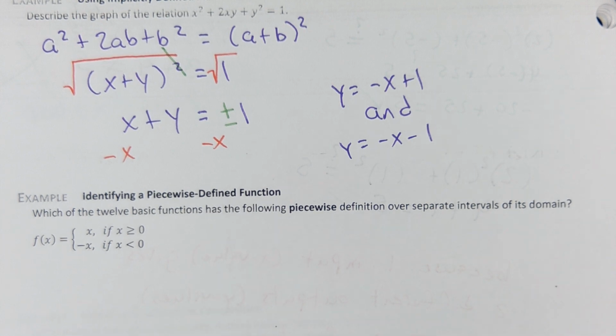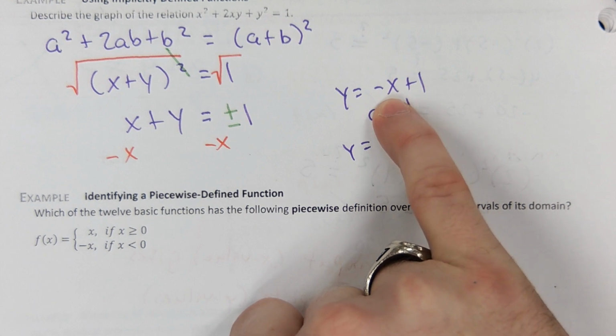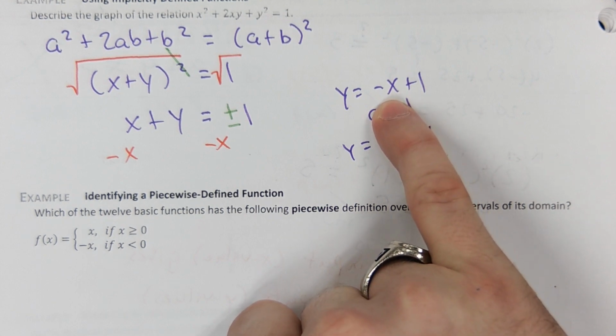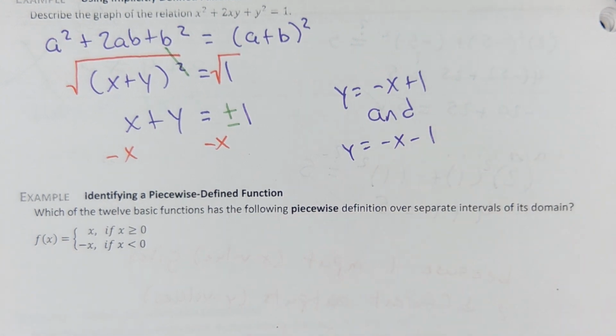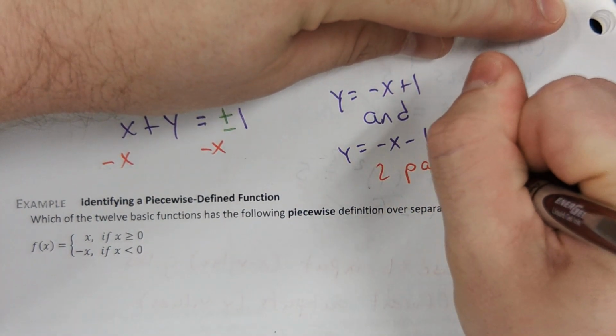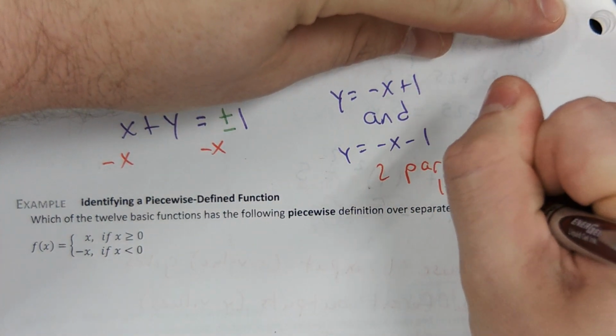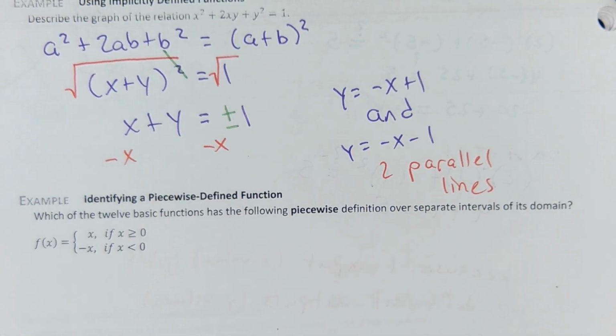Now, without graphing technology, you should know what kind of graph y equals negative x plus 1 is. It's linear. It's a line with a negative slope. And so is this. But describe these two lines. What relationship do they have? They're parallel. Yeah. They have the same slope. So this is two parallel lines. That is the description of this relation. It's two parallel lines with a slope of -1.